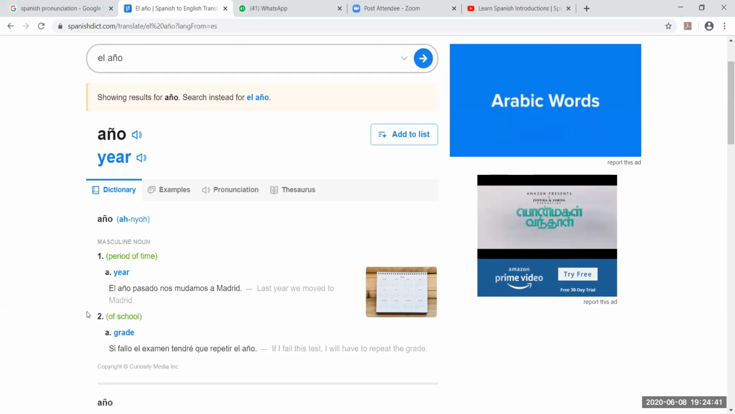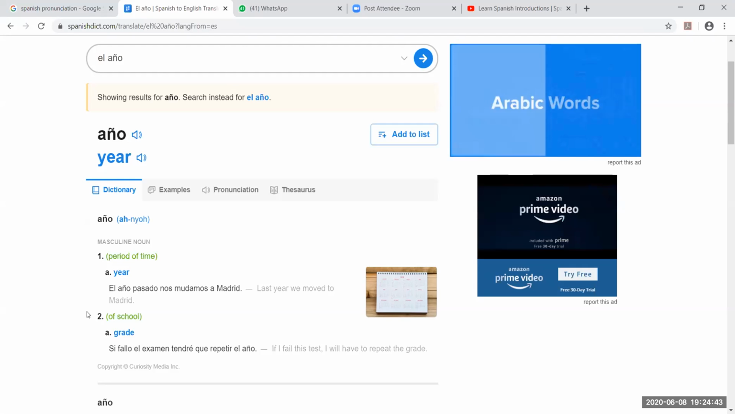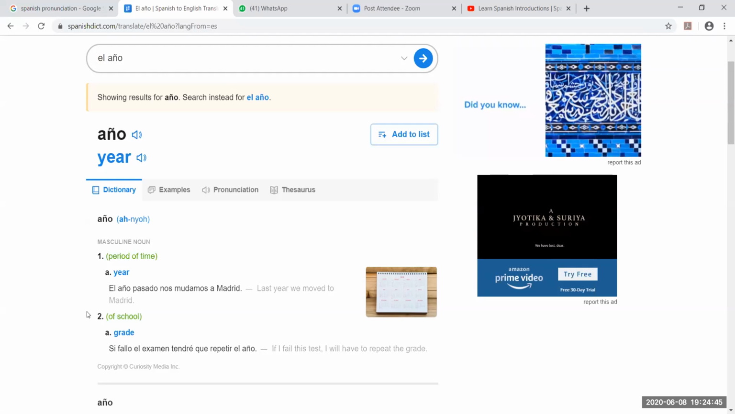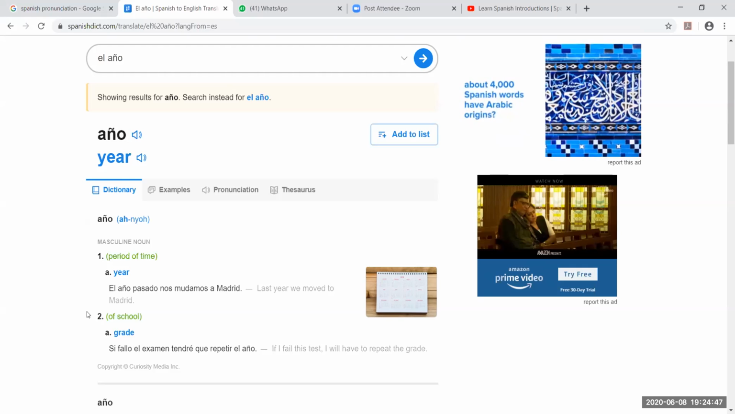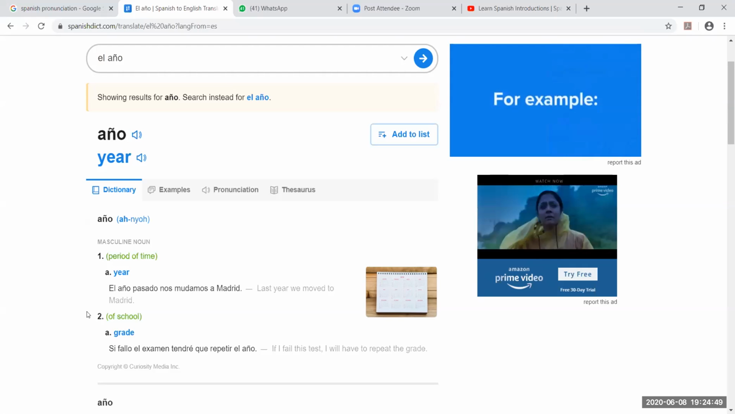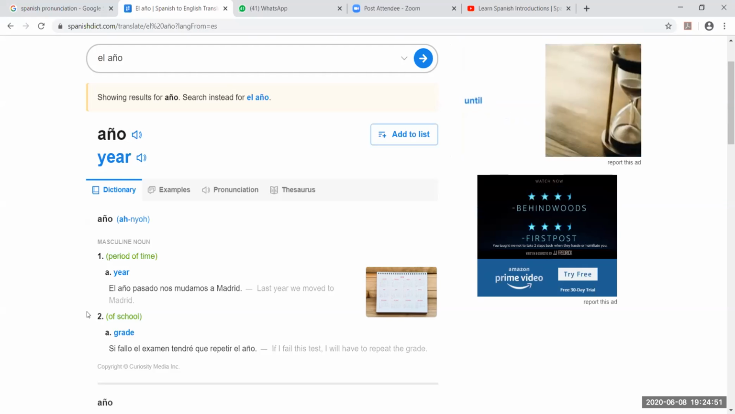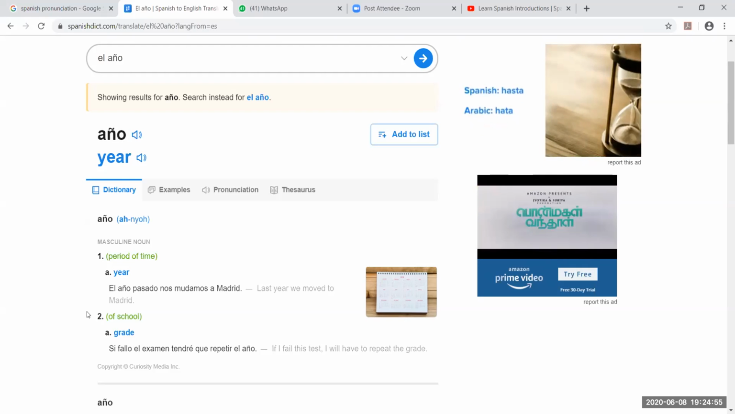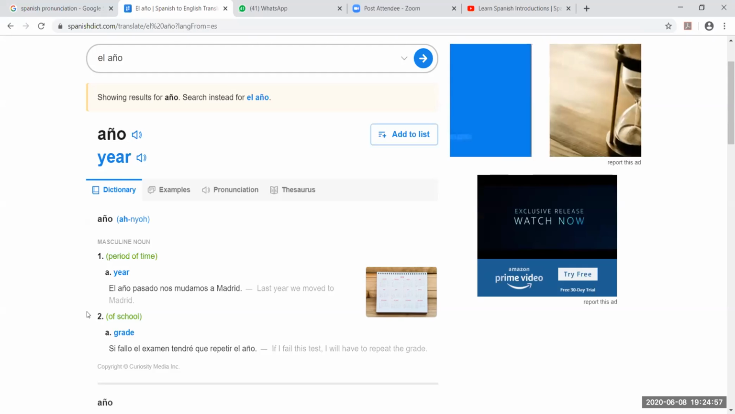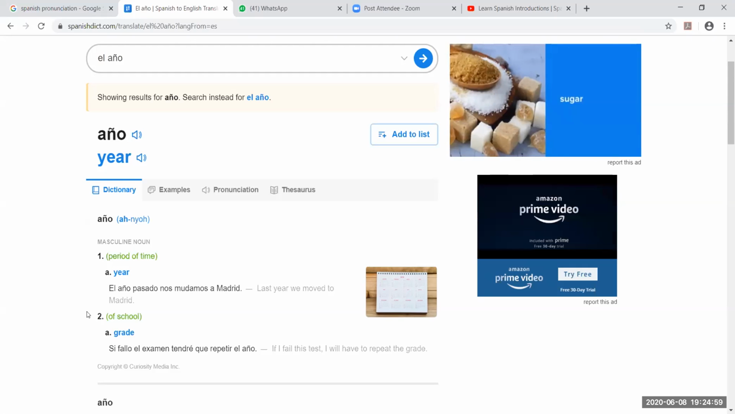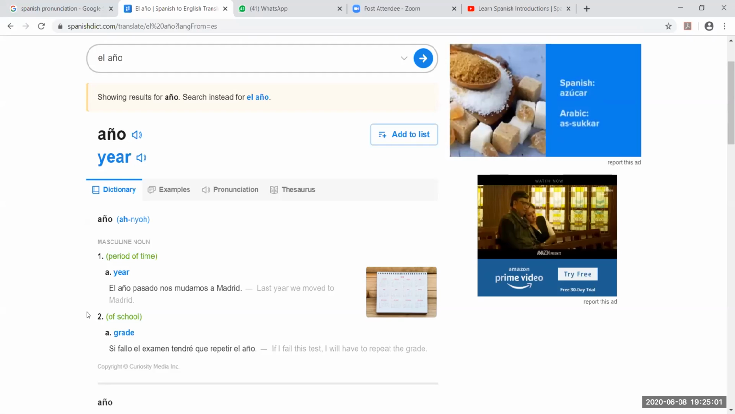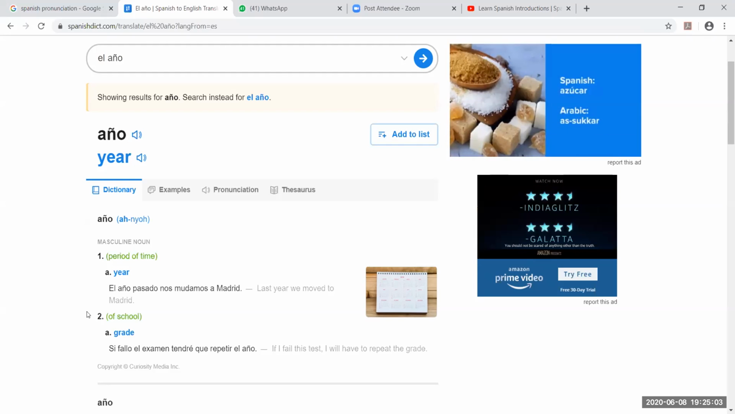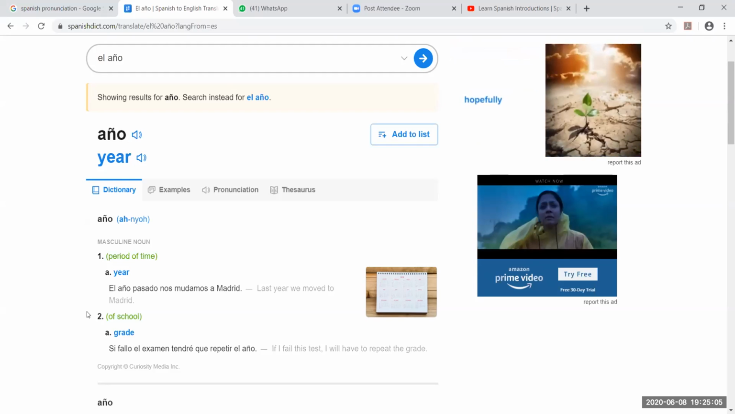Año. Okay. So Spanish has 27 letters in its alphabet. This N over here is the 27th letter, and the pronunciation of that letter is Año.